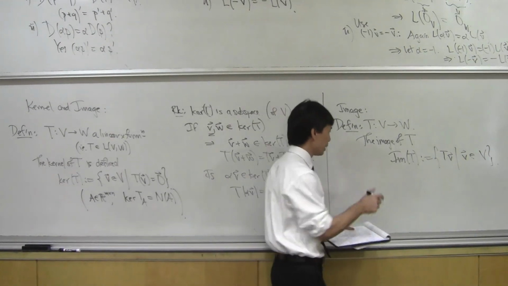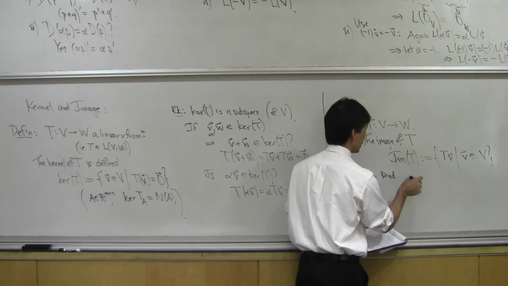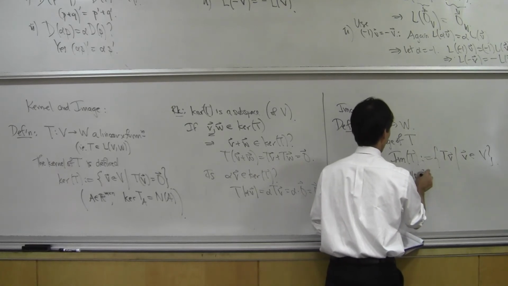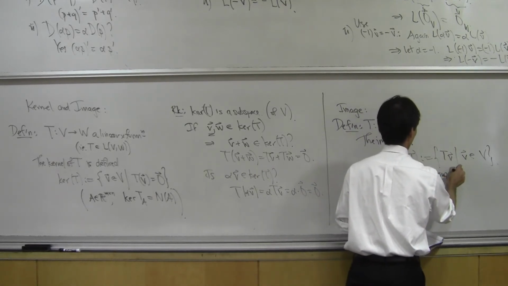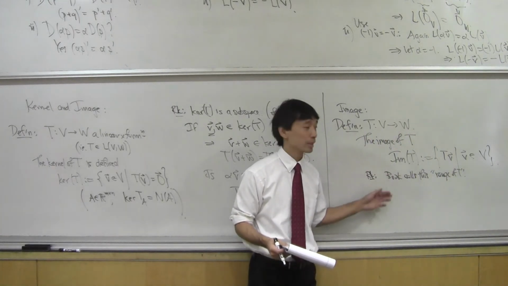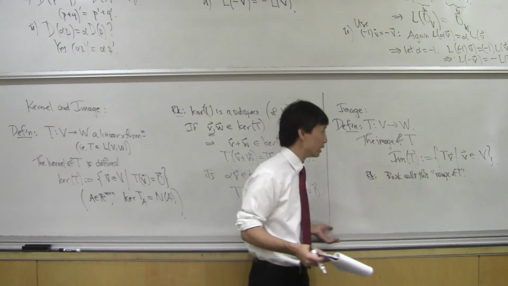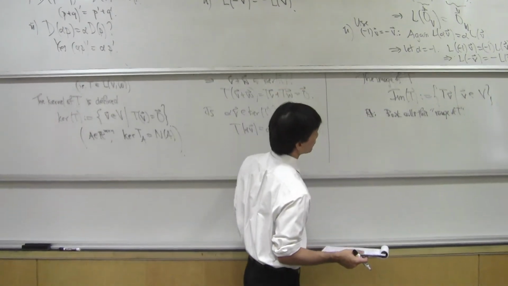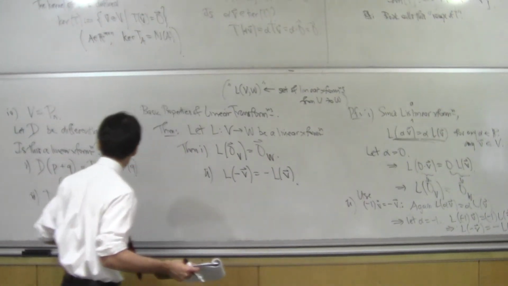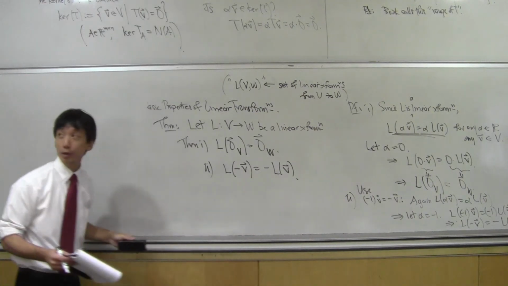I should say the book's definition of the image is a little different. The book calls this the range of T. It's more usually called the image. The book has a different definition of image. We're not going to really use it. If you want to read it, you read it. I don't think we need it, actually. Anyway, let me give some examples of kernel and image.